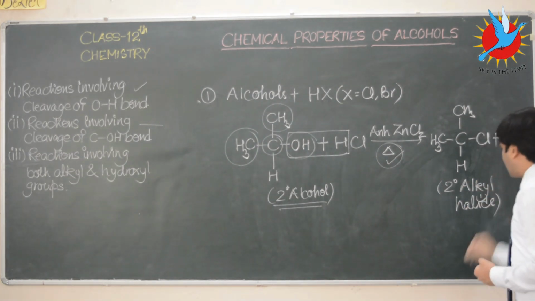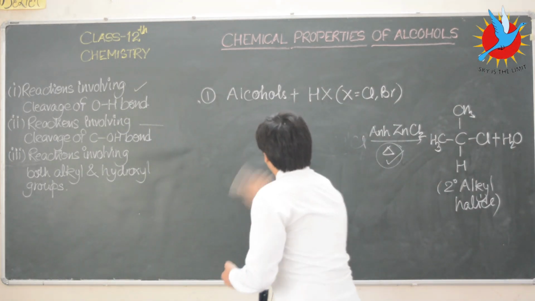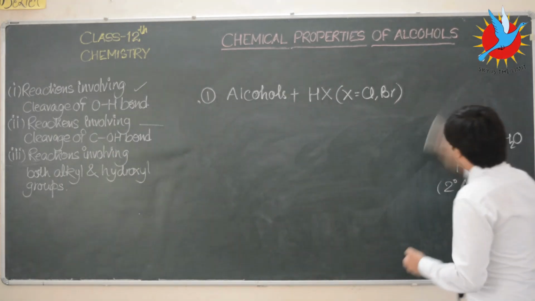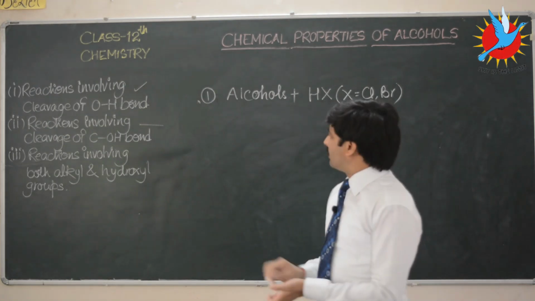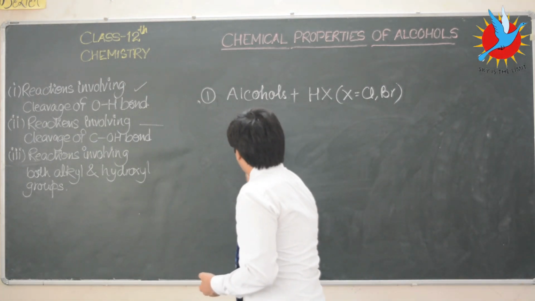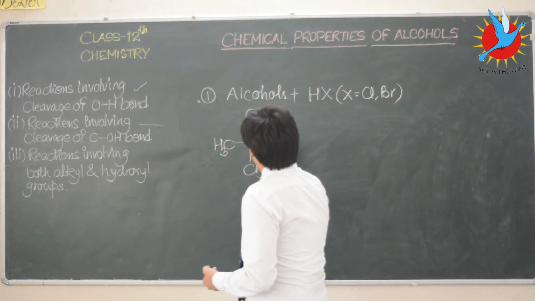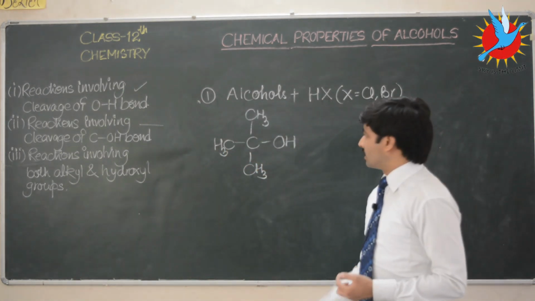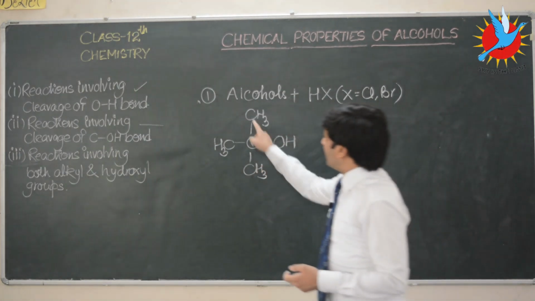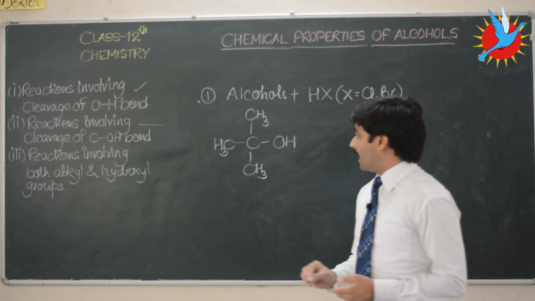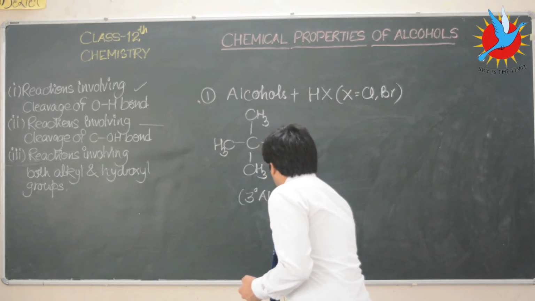And if we are talking about tertiary alcohol, this reaction takes place at room temperature. We never need heat for this reaction. This is an example of tertiary alcohol. Why is this a type of tertiary alcohol? Because the carbon atom which is attached with the functional group OH is attached with three other carbon atoms directly. So this is an example of tertiary alcohol.